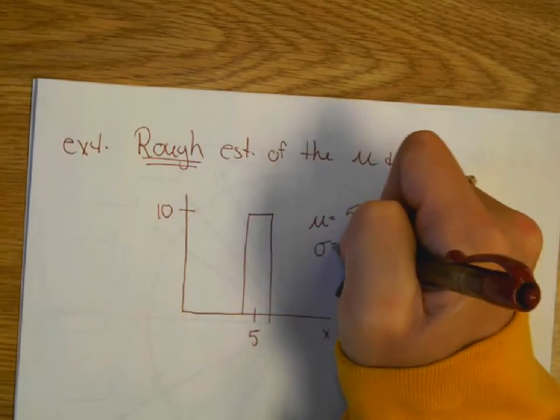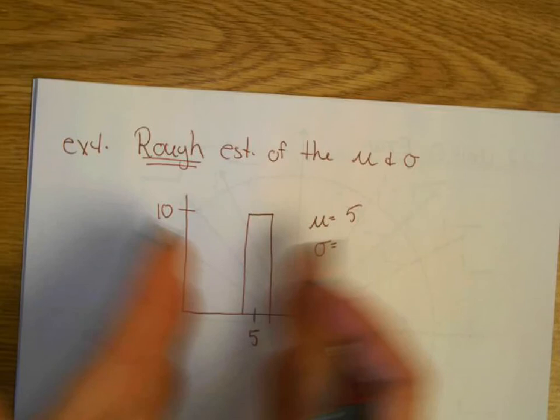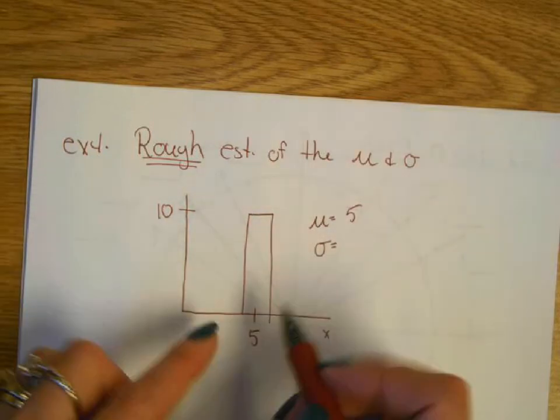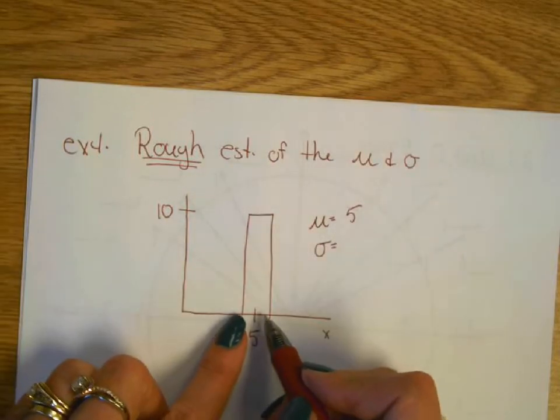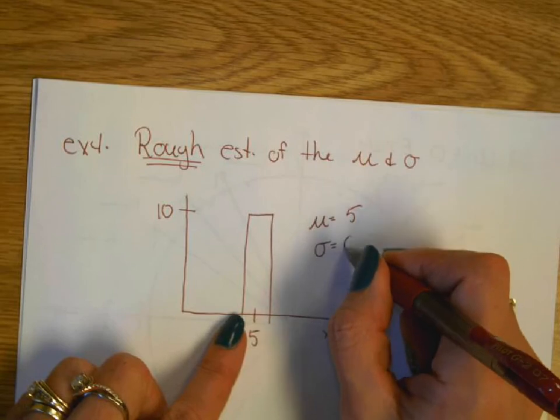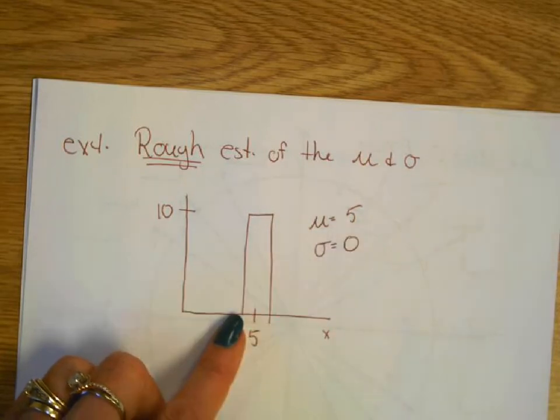My standard deviation is how spread out. What's the average distance away from the mean? Well, if they're all 5s, they're all equal to the mean. So here, the standard deviation would be 0. And those would be exact.